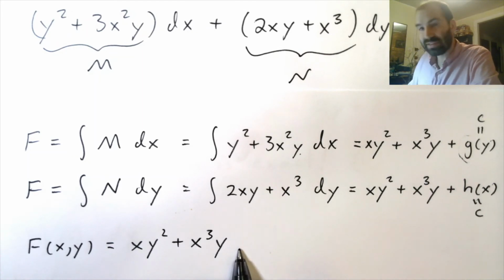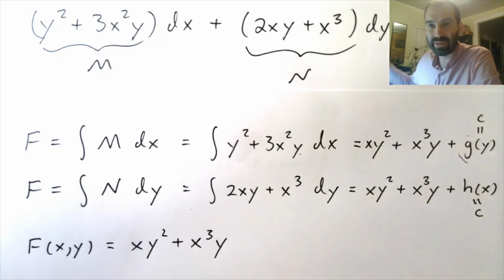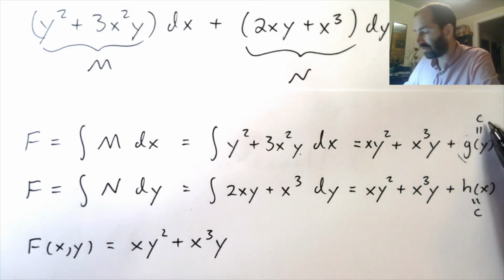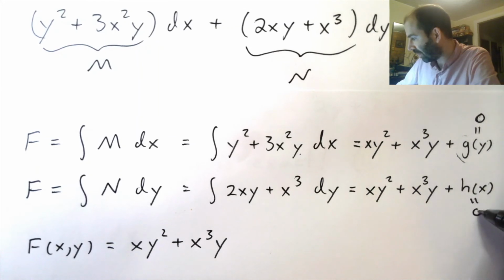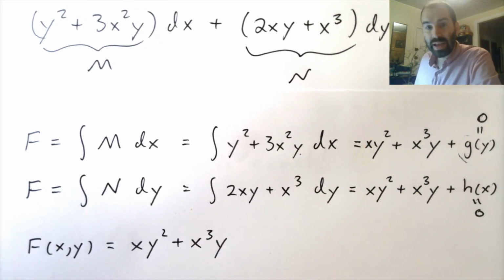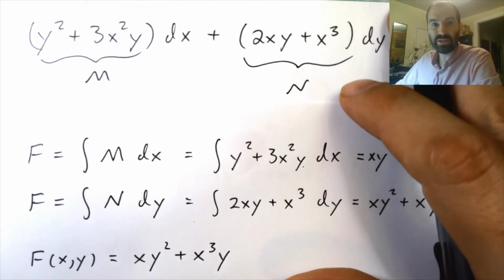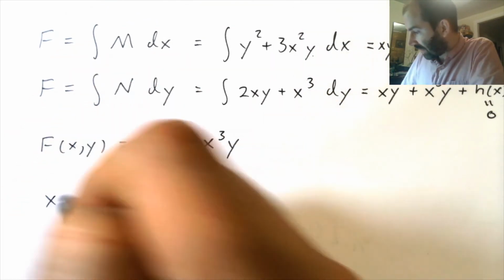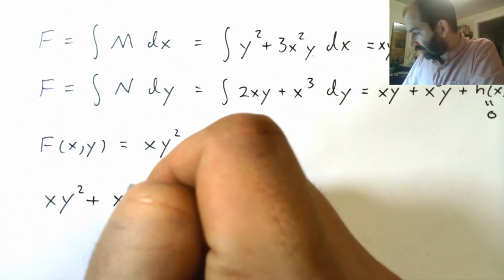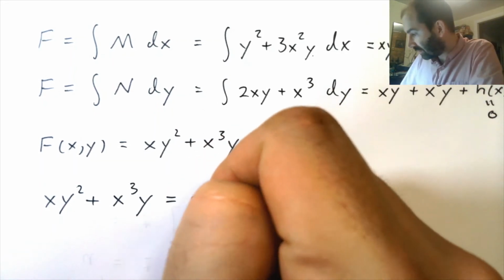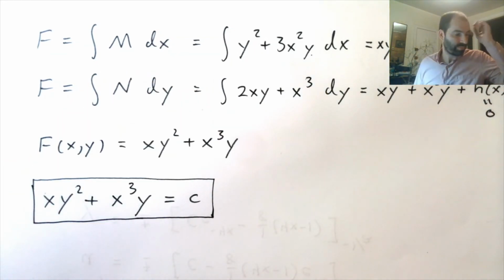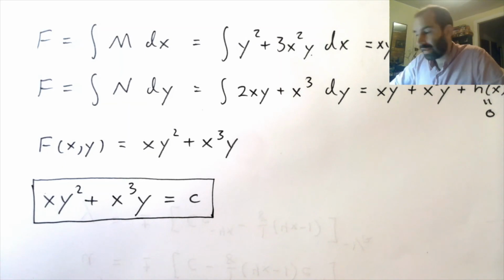Now, I could write plus c, but we're going to be setting our function equal to a constant anyway. So if you have plus c on the left and plus c on the right, you subtract c from both sides and you still have a c. So it doesn't really matter. So we can just assume that this constant is 0. Okay? Can let this be 0 and that be 0. And so this works. And so actually the solution to this differential equation is the following thing. It's xy squared plus x cubed y equals a constant. Right? And that solves the differential equation.